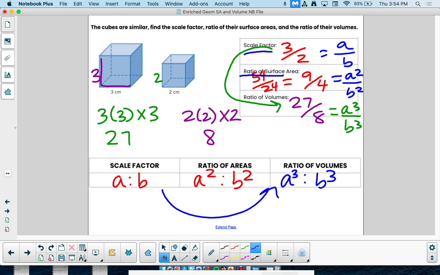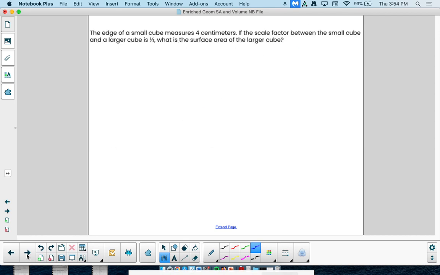Okay, so now we're just going to do some problems solving for either missing measures or volumes or surface areas, okay? It says the edge of a small cube measures 4 centimeters. If the scale factor between the small cube and the large cube is 1/3, what is the surface area of the large cube? Okay, so just be organized in your work and you'll be okay.